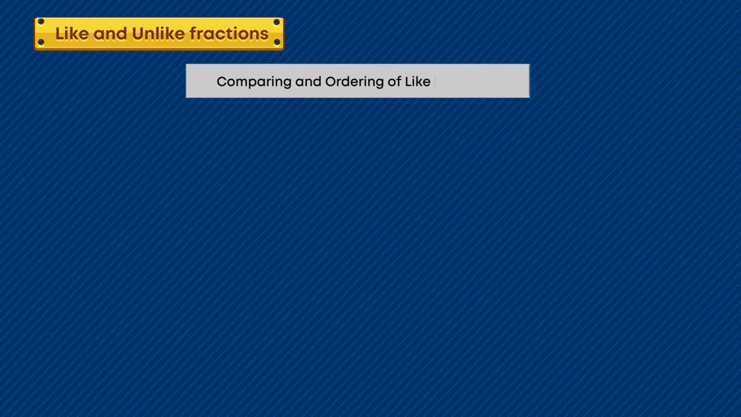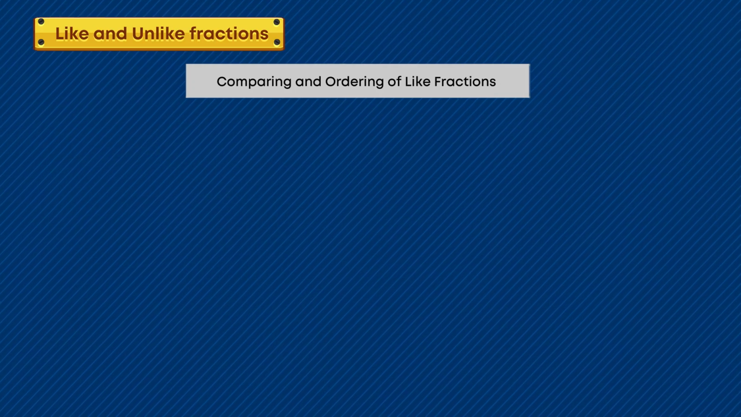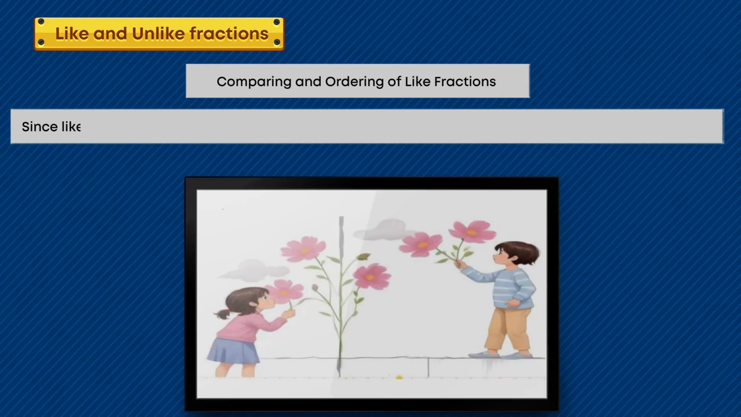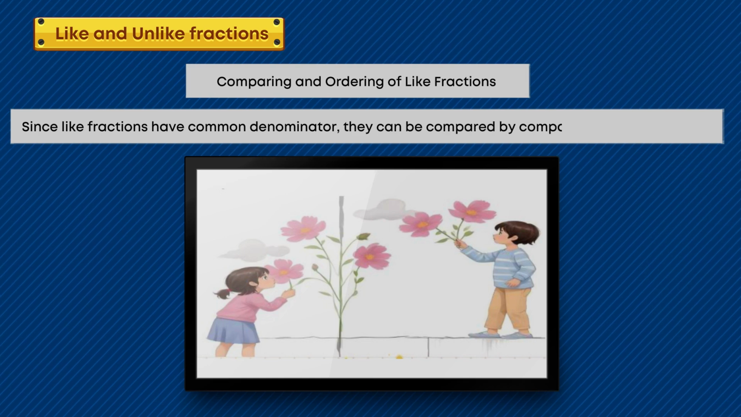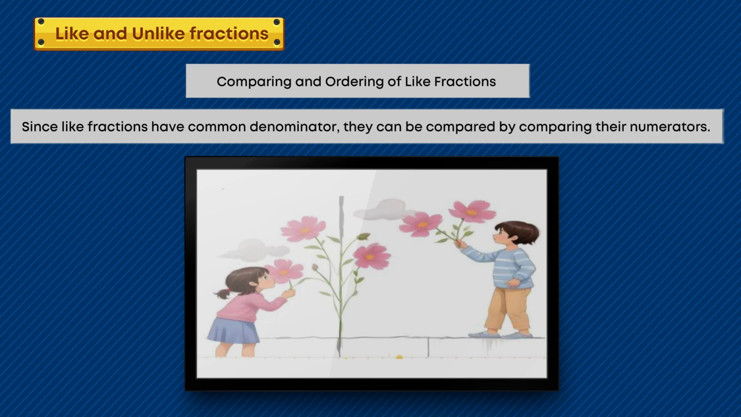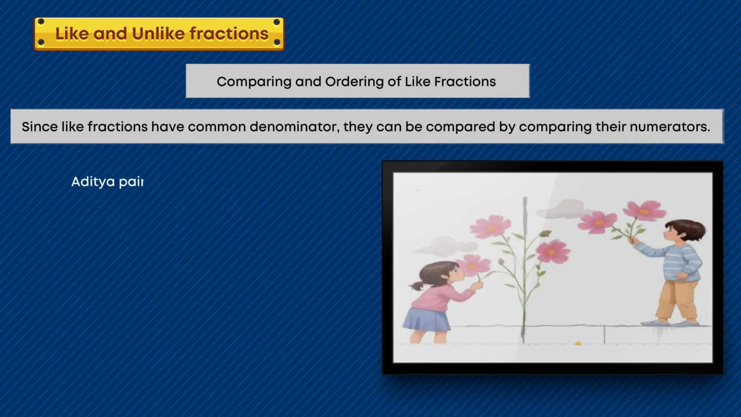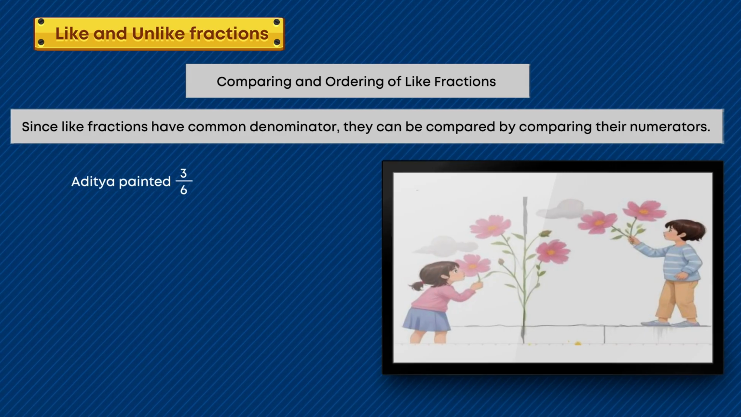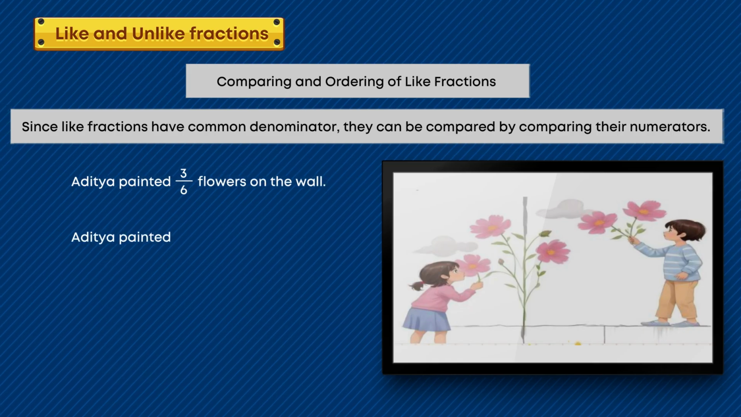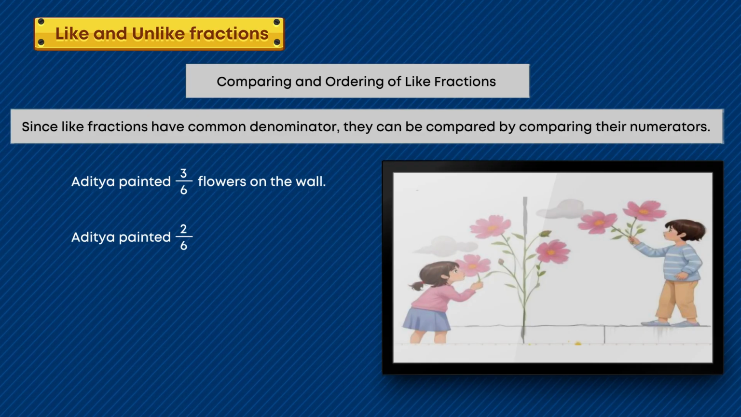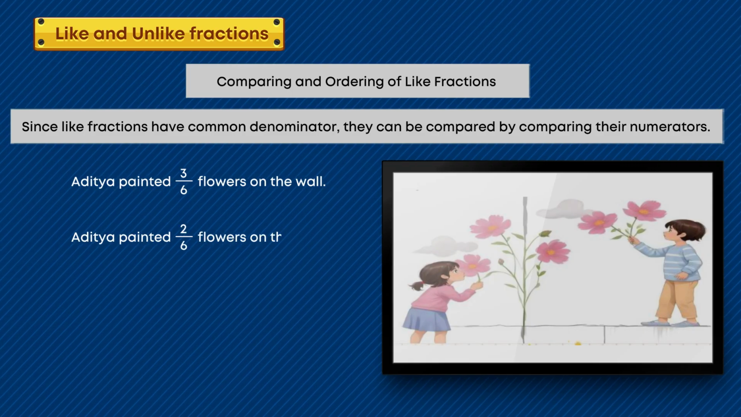Comparing and ordering of like fractions. Since like fractions have common denominator, they can be compared by comparing their numerators. Aditya painted 3 by 6 flowers on the wall. Aditi painted 2 by 6 flowers on the wall.